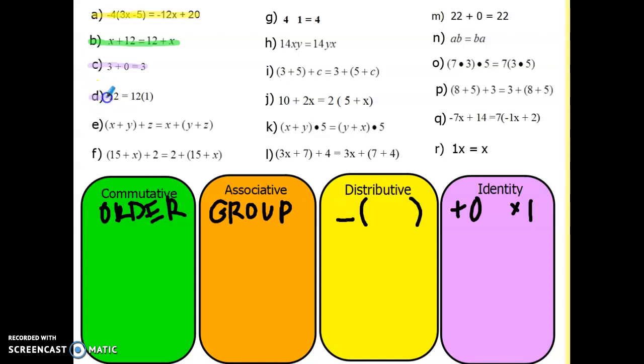All right, look at D. D is also identity because we have a number and it's equal to 12 times 1. So 12 is my original number. We multiply 1 and I still get 12.